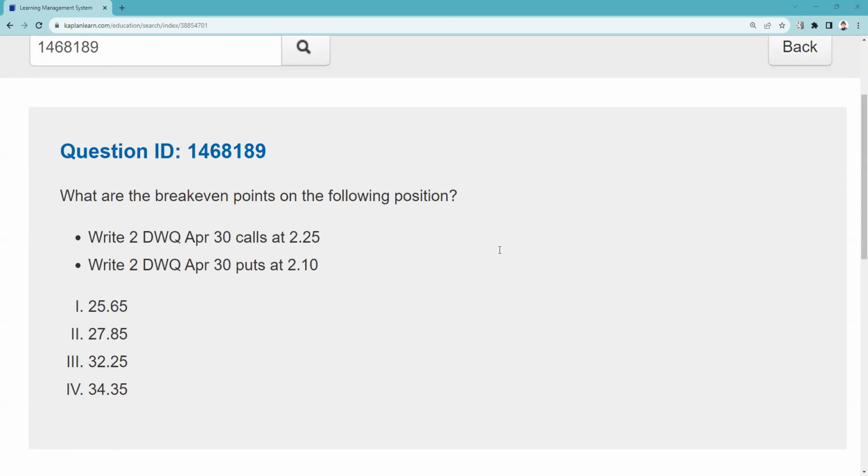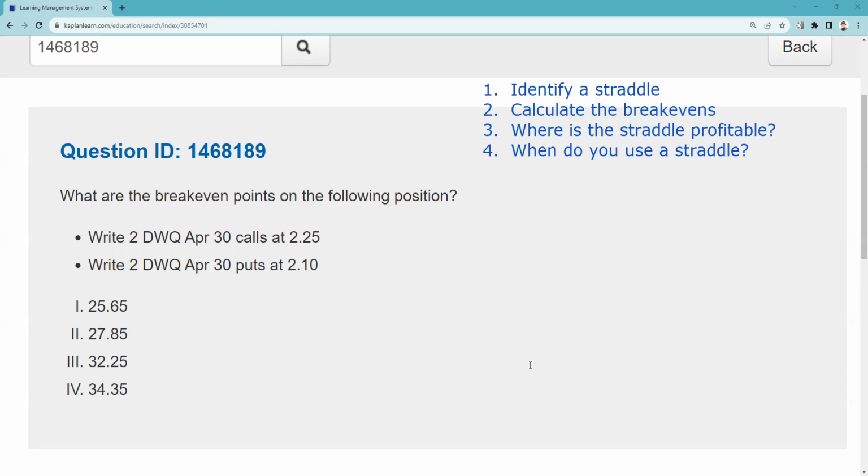This is QID 1468189, and this is kind of a bad miss here, or struggling with it, because this is pretty straightforward as advanced option strategies go. There are 4 test questions about straddles. The first is, can you identify this as a straddle?